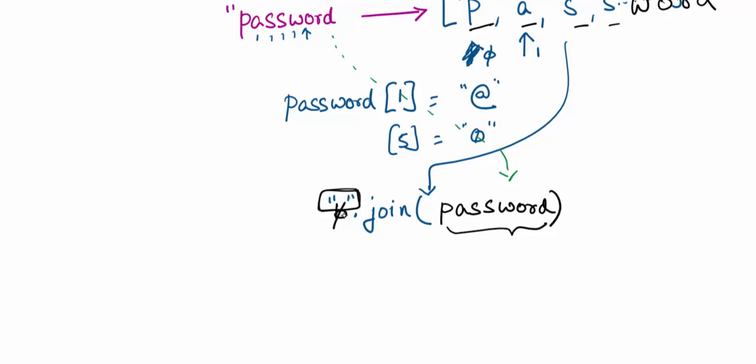So what happens when you do that? It becomes P, first character, and then no space, because that's what we want to concatenate here, right? And then A, and then no space, and then S, this is going to be @ S S W 0 R D. And that's what we're going to return. Easy, right? So let's type this out.